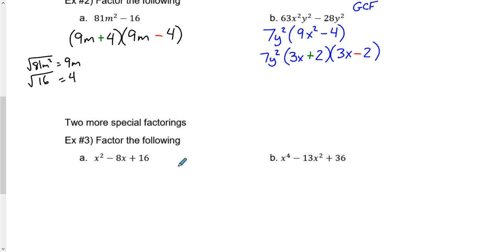This one goes back to simple factoring. So x squared minus 8x plus 16. We find out our product and sum. Product of 1 times 16 is 16. A sum of negative 8. The two numbers that would have a product of 16 and a sum of negative 8 are negative 4 and negative 4. It's simple factoring, so we're all set.